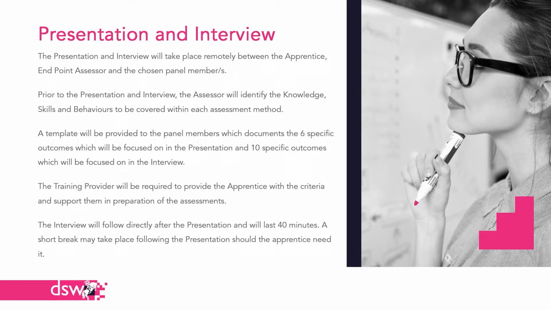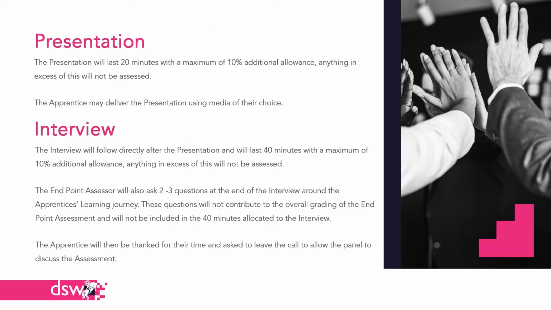The 16 selected criteria can be drawn from across the standard but must include all past criteria which were not demonstrated in the portfolio. The training provider will be required to provide the apprentice with the criteria and support them in preparation for the presentation and interview. The presentation and interview must take place in a suitable location, free from interruptions and distractions. The presentation will last for 20 minutes with a maximum of 10% additional allowance. Anything in excess of this will not be assessed.